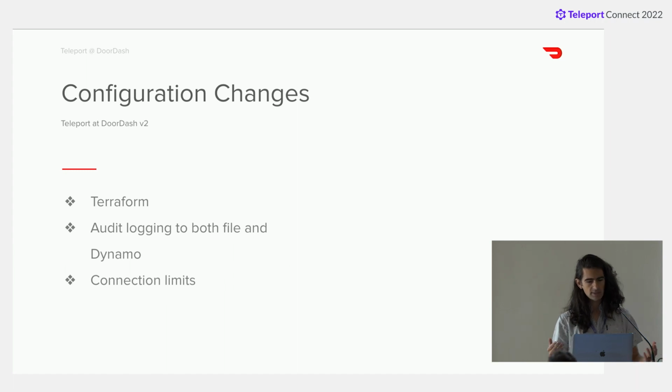Another change we made was audit logging to both file on our instances as well as Dynamo. This allowed us to emit our logs to our internal log processing system, so a little bit better observability into the logging there. And finally, we made some tweaks to connection limits. This is kind of a technical one, but basically we were seeing a lot of issues during workload or root cluster upgrades. So tweaking connection limits in our configuration really improved the stability of Teleport during upgrades. So that was a key one for us.